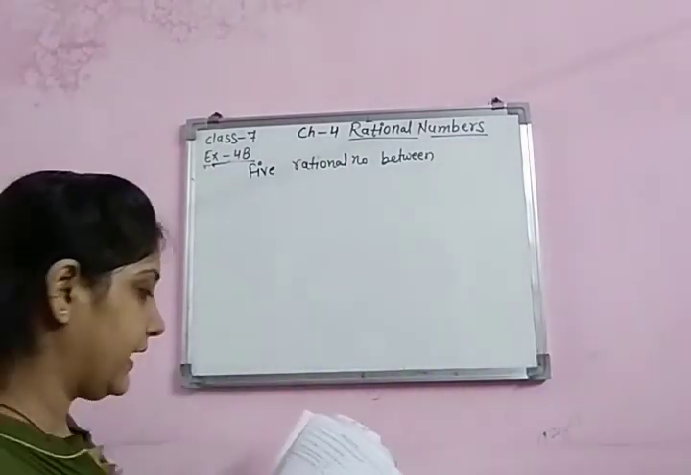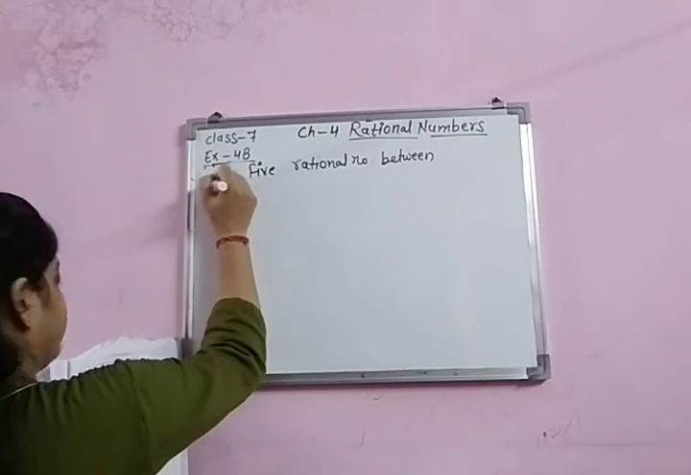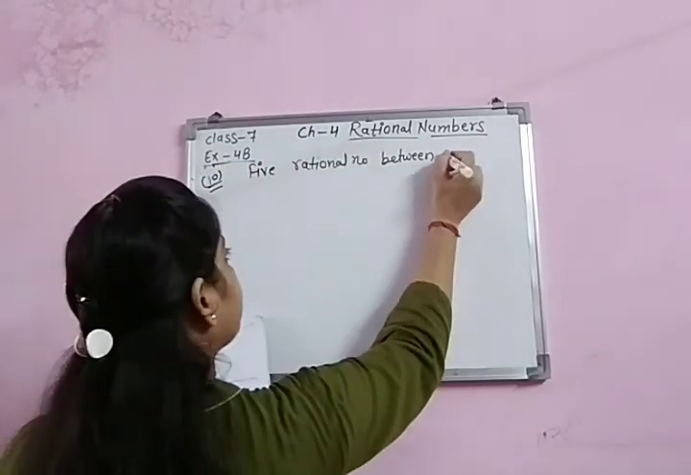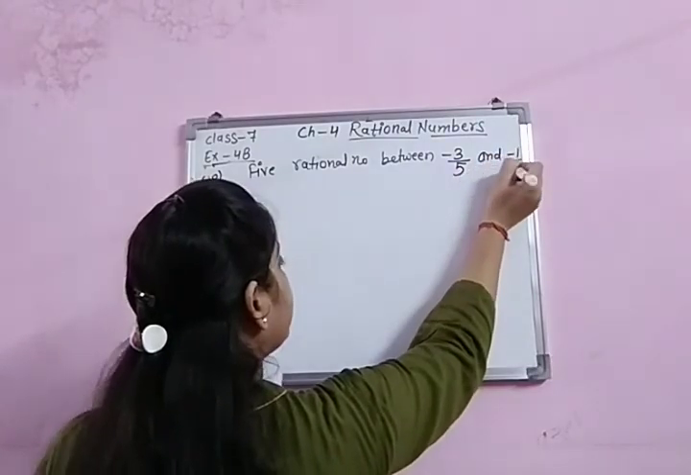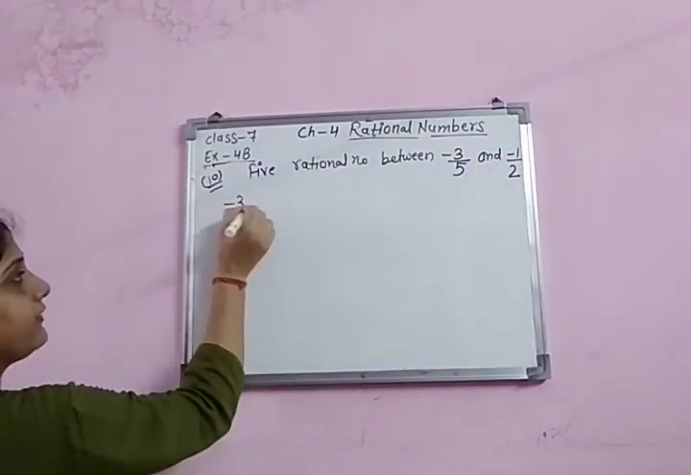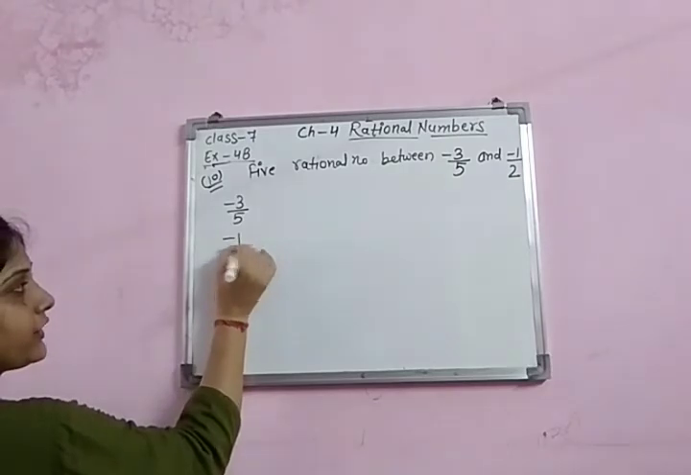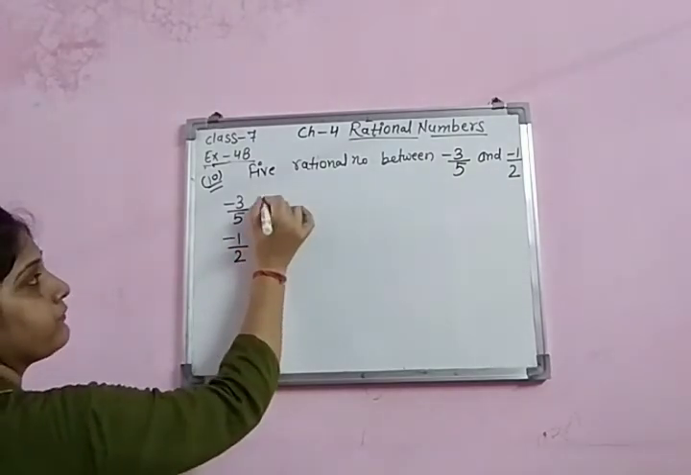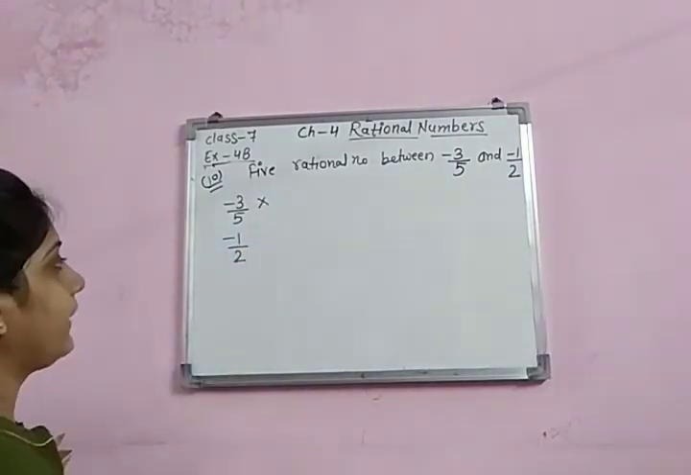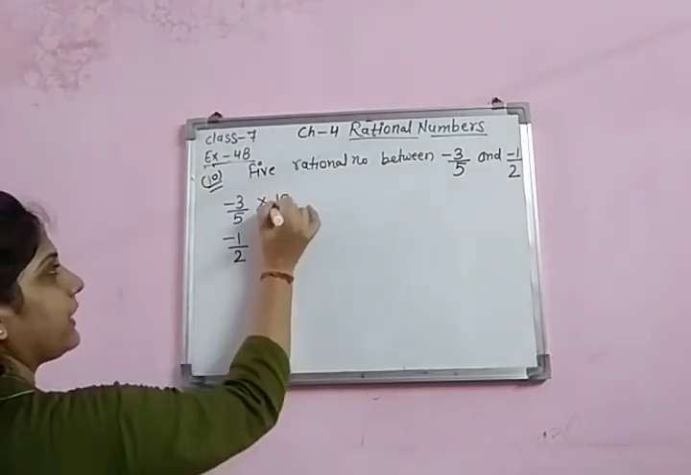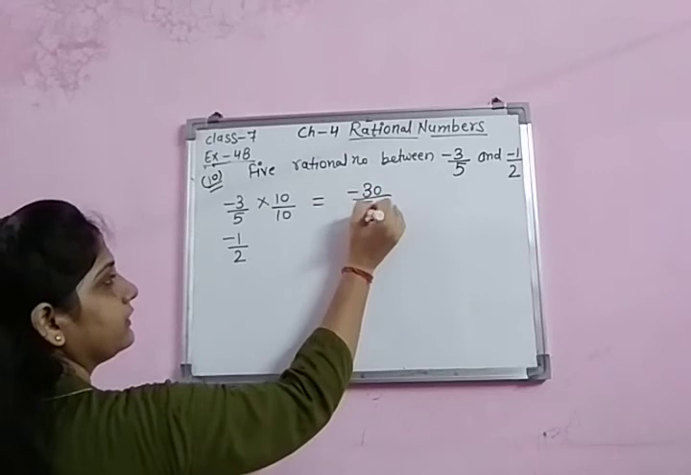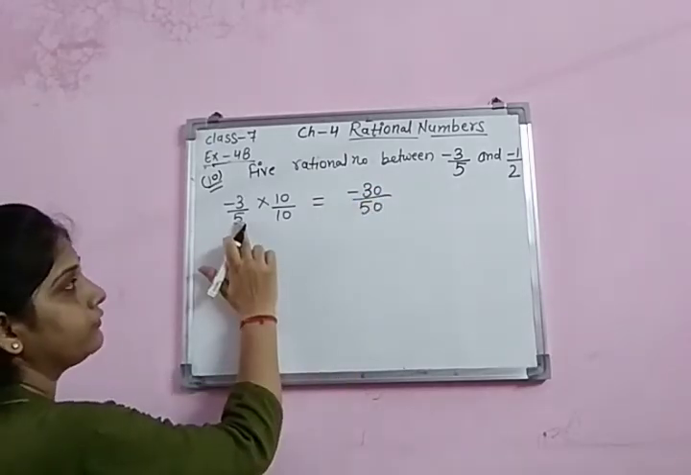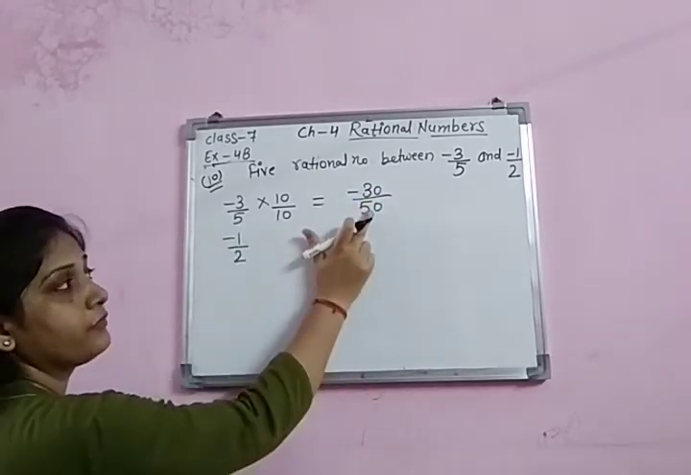Question number 10 I am telling you. Find 5 rational numbers between negative 3 by 5 and negative 1 by 2. So negative 3 by 5 is already in fraction form, a rational number. 5 you want to find. So let it be multiplied directly with 10 to make our calculation easy.